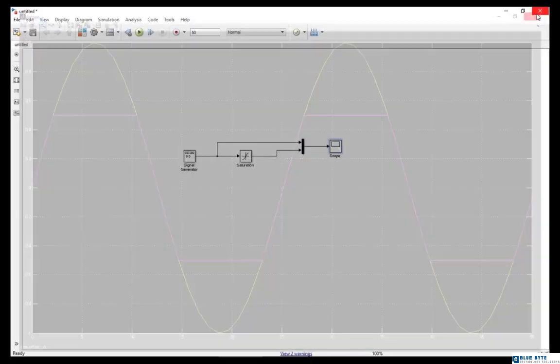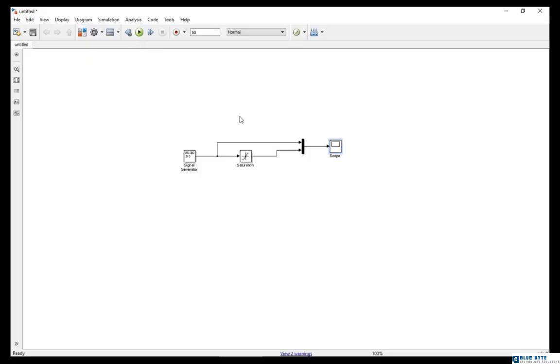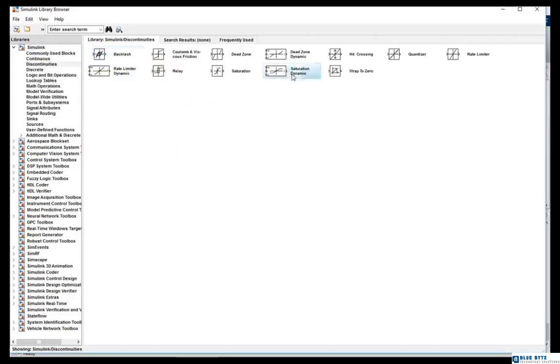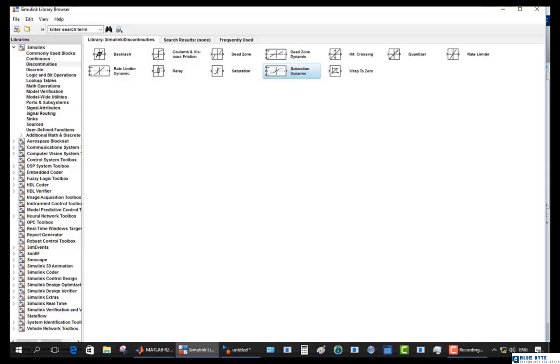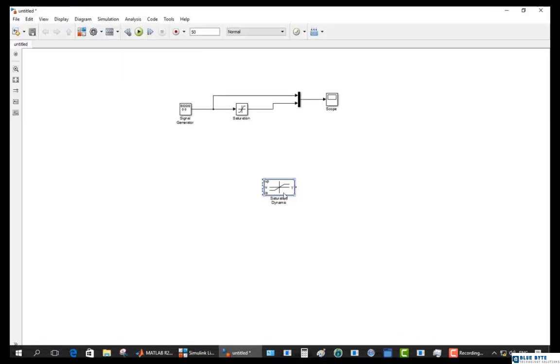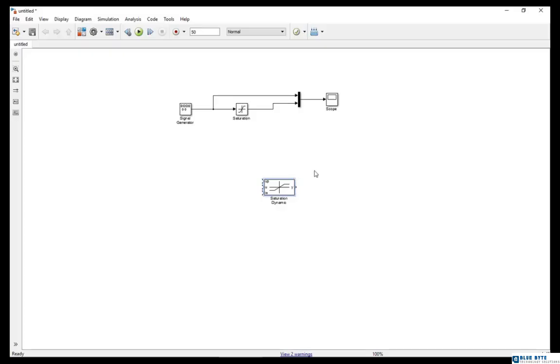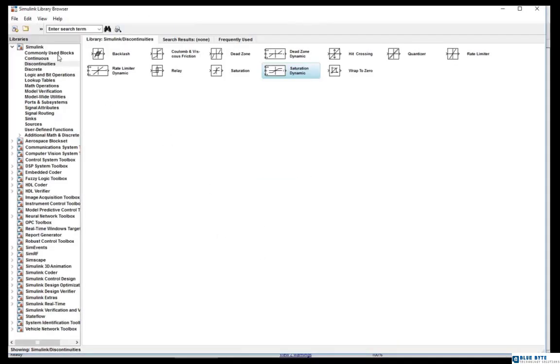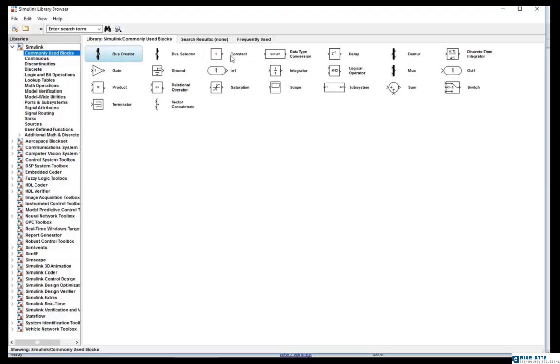We have another block related to saturation that its name is saturation dynamic. In this block, you should set the lower and upper limits values manually. For example, suppose that I want to have the above model, but in this case I want to set the limits manually. For this case I use two constant blocks.